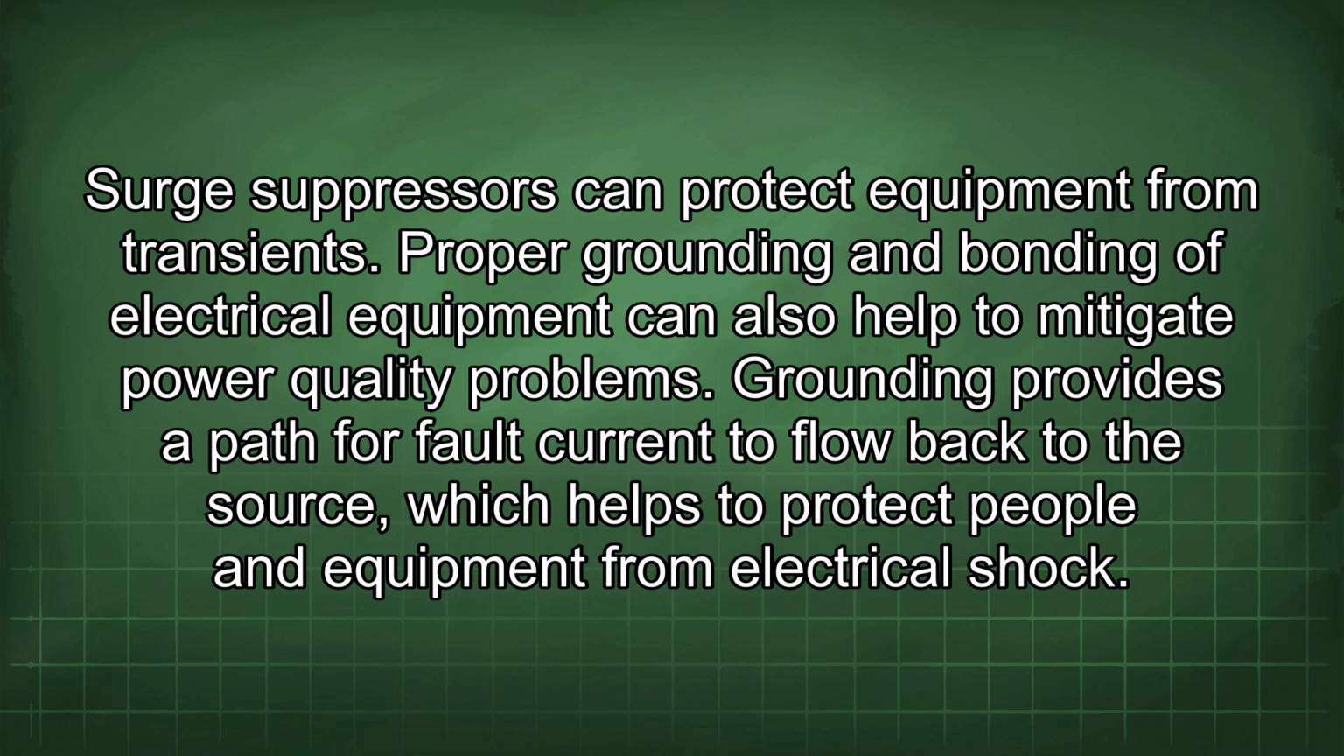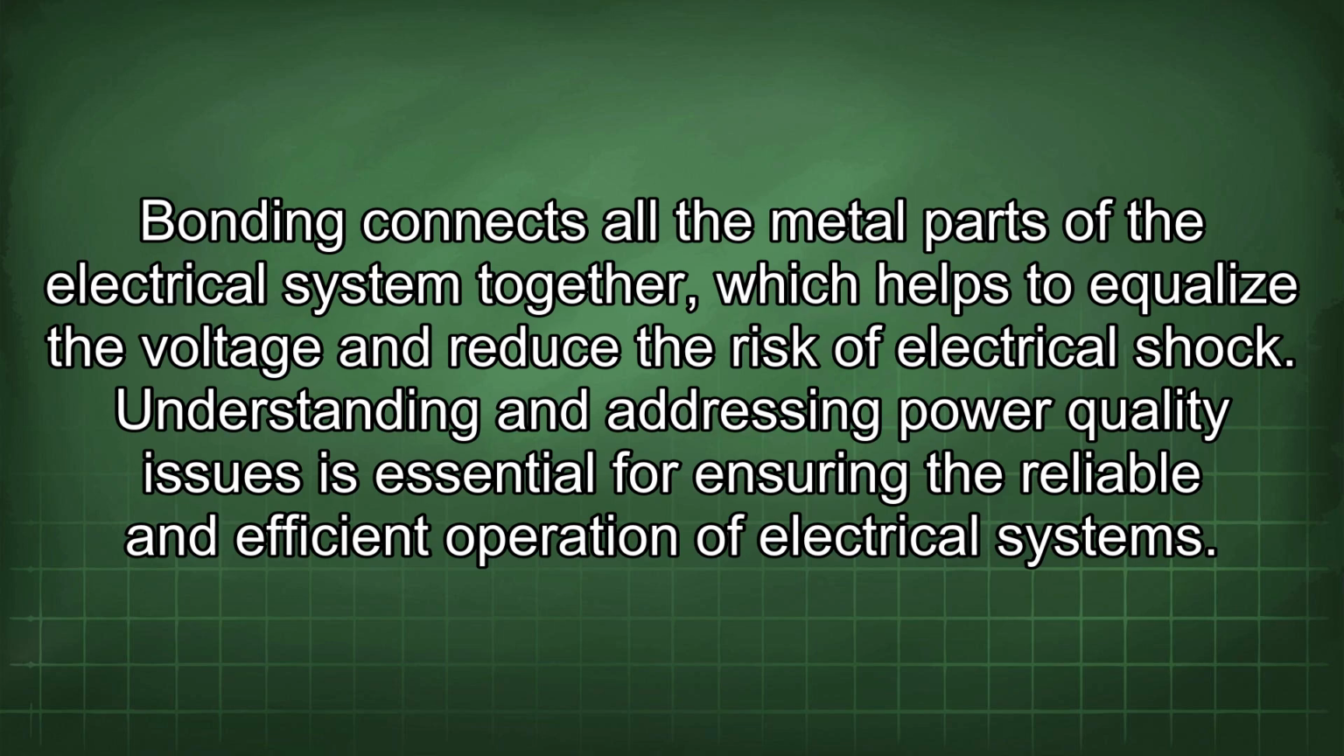Proper grounding and bonding of electrical equipment can also help to mitigate power quality problems. Grounding provides a path for fault current to flow back to the source, which helps to protect people and equipment from electrical shock. Bonding connects all the metal parts of the electrical system together, which helps to equalize the voltage and reduce the risk of electrical shock.